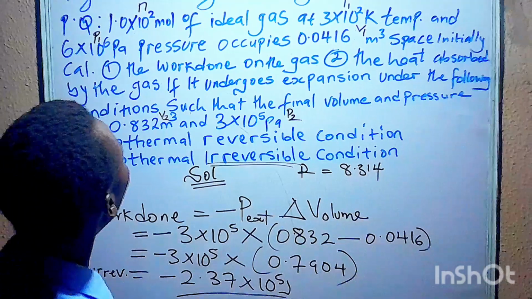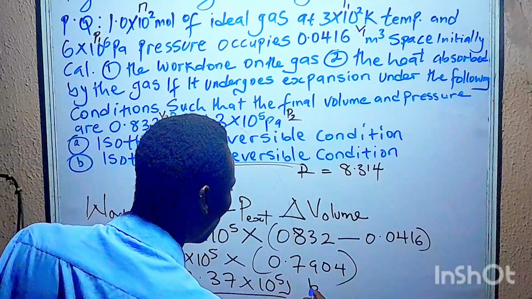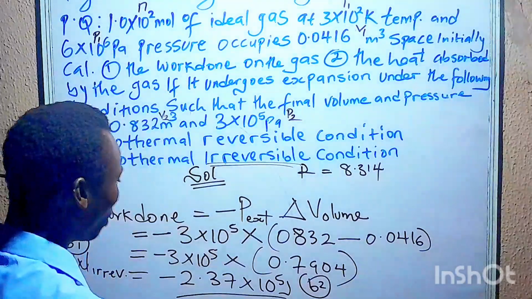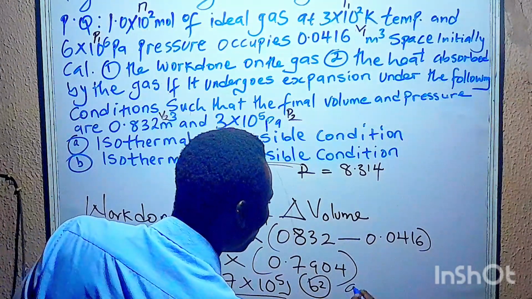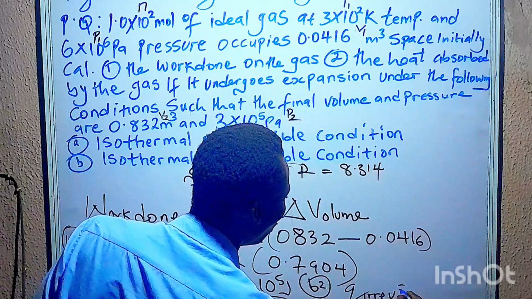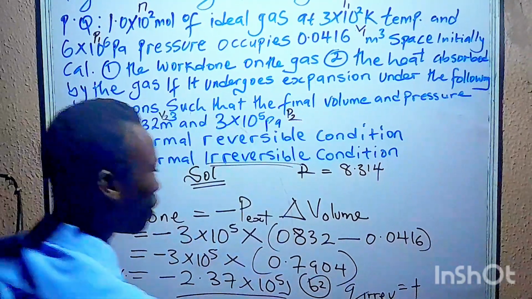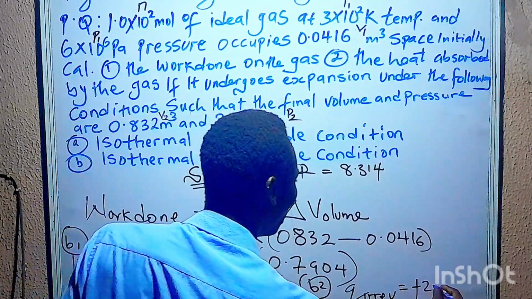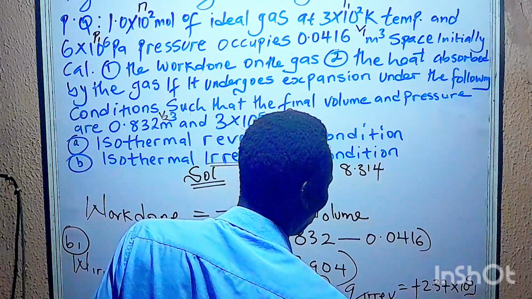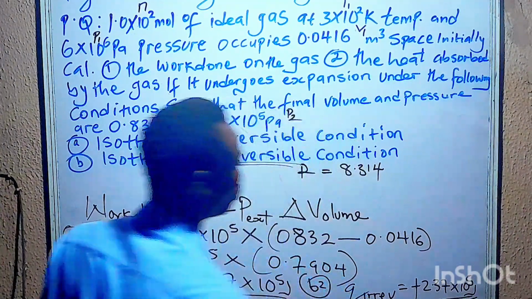So for the B Roman figure 2, that means we are going to have the heat absorbed, which is for irreversible as well, will be positive of this value. That is 2.37 times 10 raised to power 5 joules. That is what the question asks you to calculate.